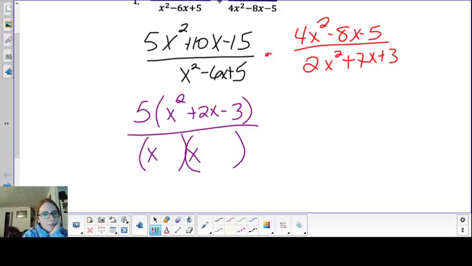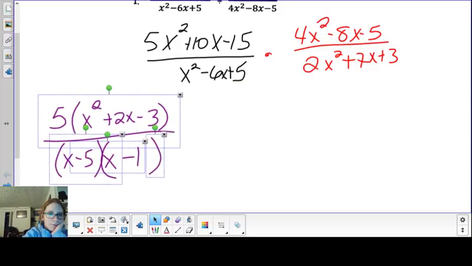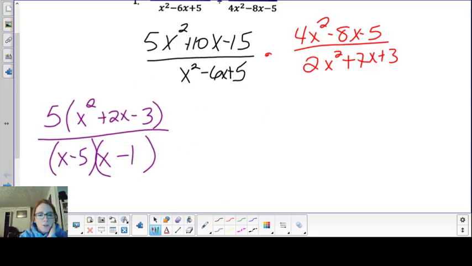On the bottom, I can go ahead and do my x and x. Multiplies to 5, adds to negative 6. Negative 5 and negative 1. Gonna leave that off to the side for a second, because if you notice, I have to do some t-factoring here.